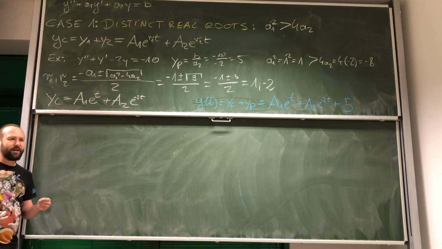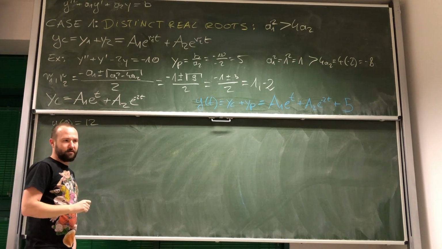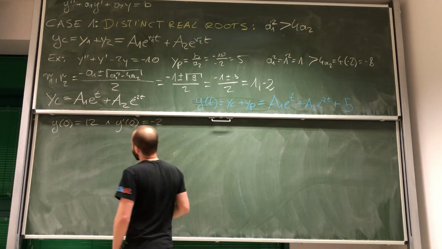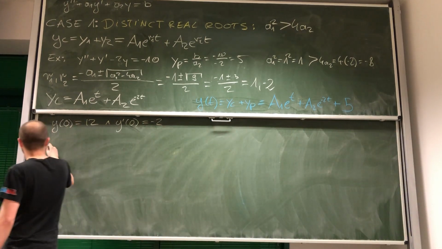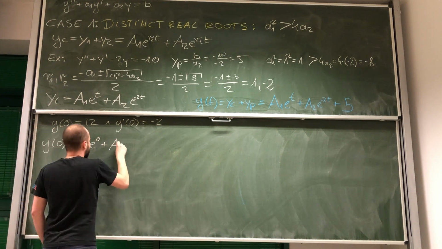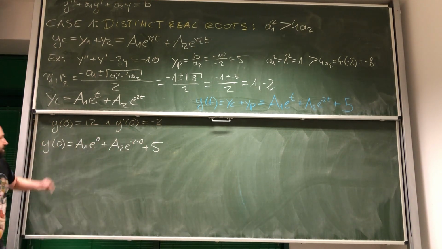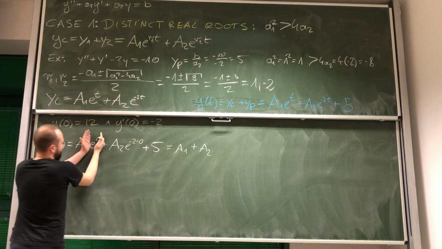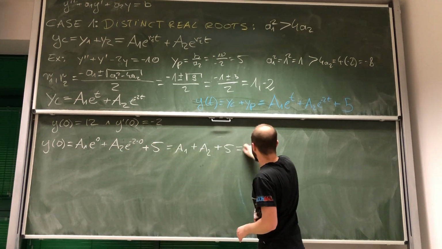And let's just say that in our case, those two initial conditions are going to be y of 0 equals 12 and y prime of 0 is equal to negative 2. Okay, so first thing we should do is to calculate y of 0, right? So we take our general solution and we substitute 0. We get that this is a1 e to the power of 0 plus a2 e to the power negative 2 times 0 plus 5, right? So this is a1 plus a2, right? Because this is 1, this is 1, plus 5. And look, we know from here that this must be equal to 12.